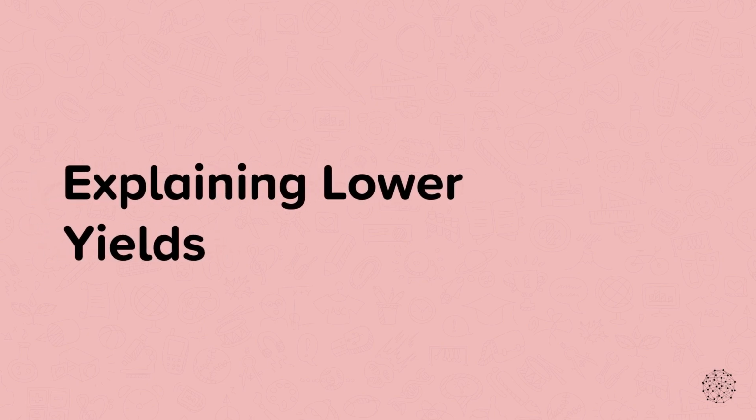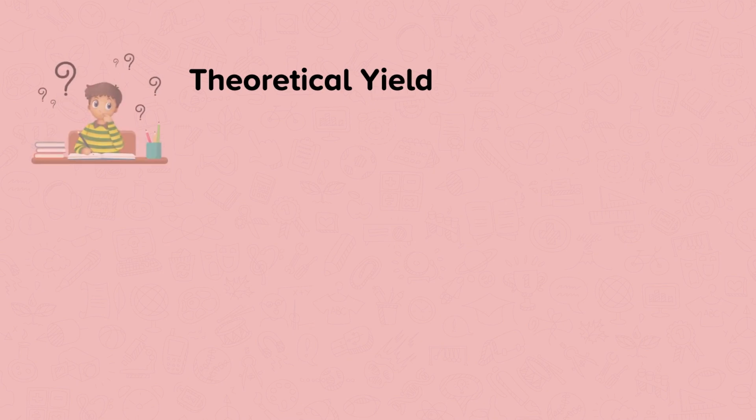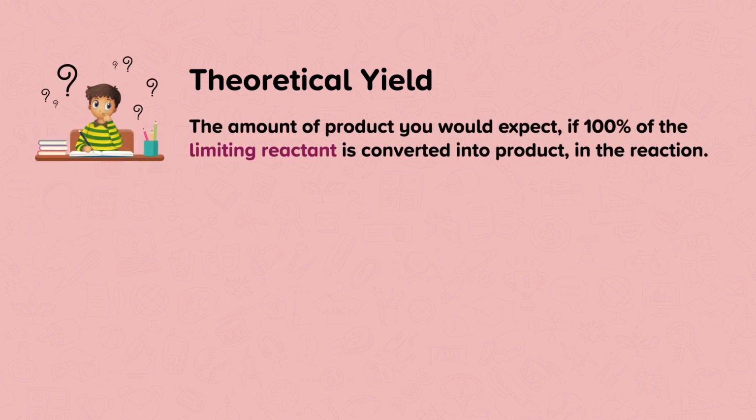Explaining lower yields. Let's start by defining the different types of yield. Theoretical yield is the amount of product you would expect if 100% of the limiting reactant is converted into product in the reaction.